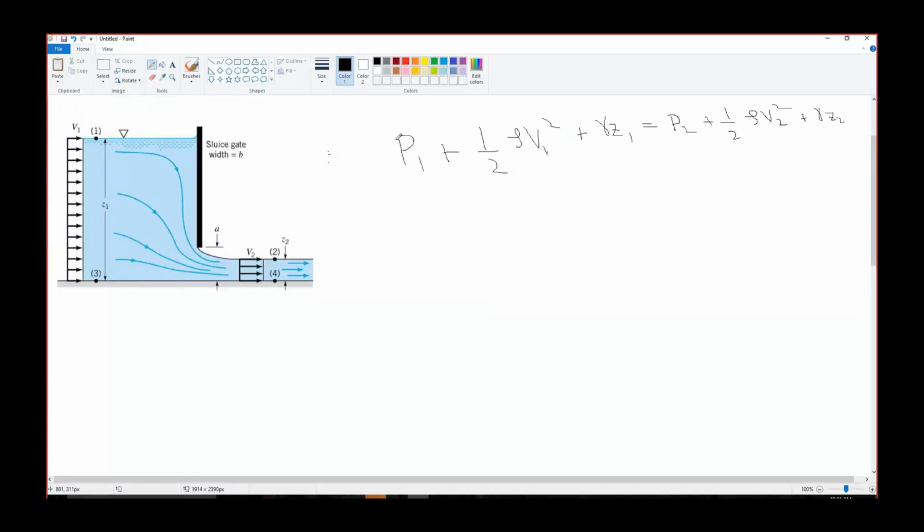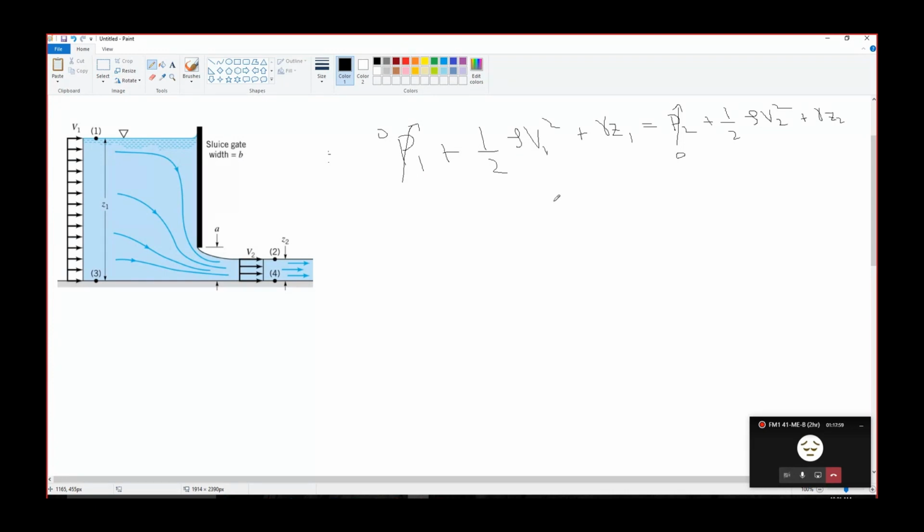Sir, it is atmospheric pressure, so 0. What about P2? It is also open, isn't it? Yes, it is open. So P1 is 0. P2 is also 0. What about V1? It will be relatively less than V2.